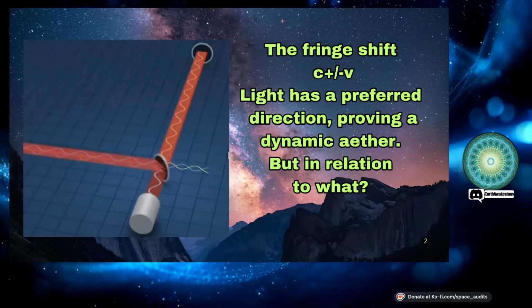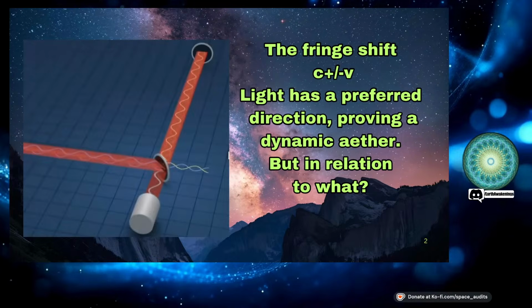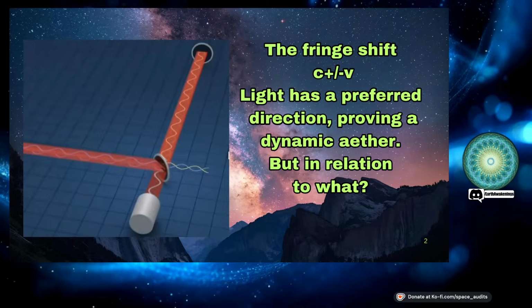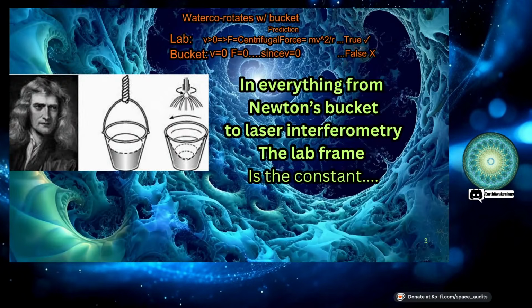Are we on track with YouTube here? Yep. Go ahead. So the fringe shift that we're all familiar with has a preferred direction, which proves a dynamic ether, but in relation to what? And then go ahead, sir. Lab frame and bucket.